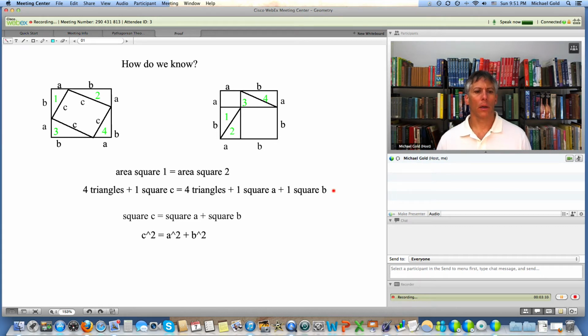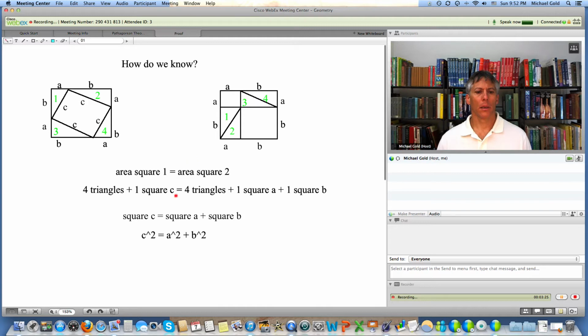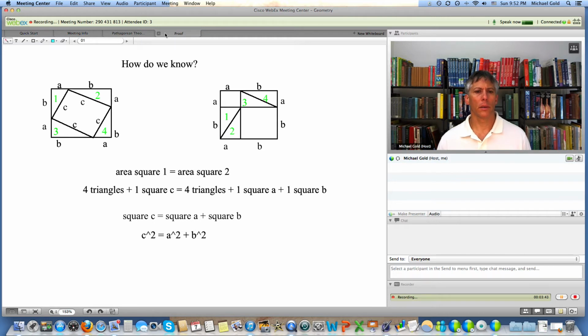So what we have are 4 triangles on the left and a square C, and 4 triangles on the right, a square A and a square B. But since the triangles are the same area, we could take them away, leaving us with square C equal to square A plus square B. Now if we rewrite that in terms of the area formula, c squared equals a squared plus b squared. And that is the Pythagorean theorem. So this is why it's true. You can replay this and review it as you need.